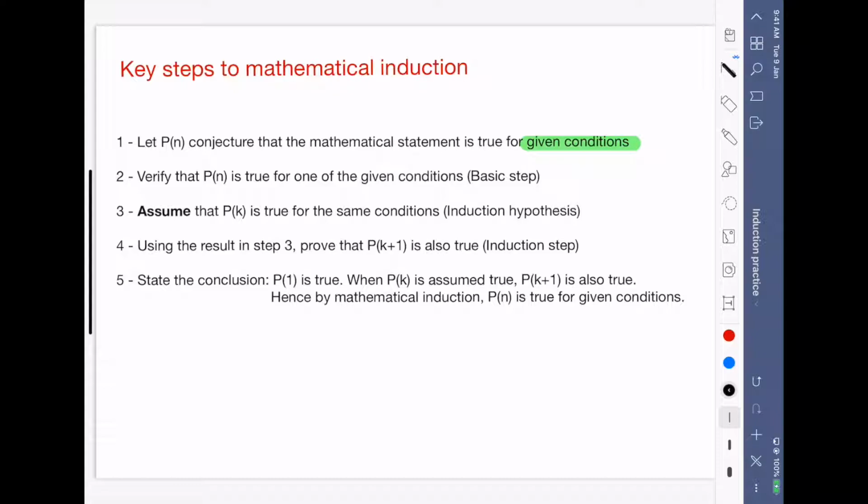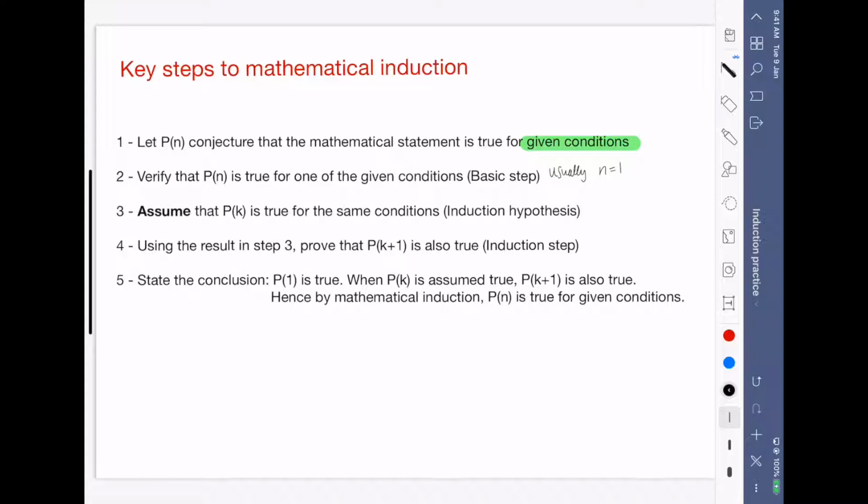Now here, for one of the given conditions, we usually use n equals 1, but again, some questions put a restriction by saying, for example, n has to be greater than or equal to 4. So again, it depends on the question. So read the question carefully, okay?